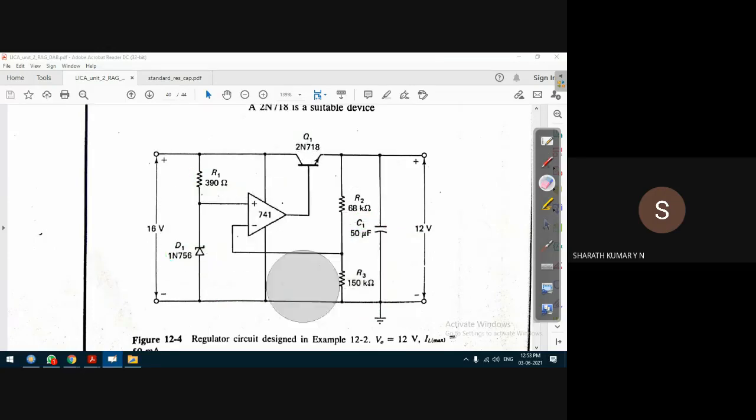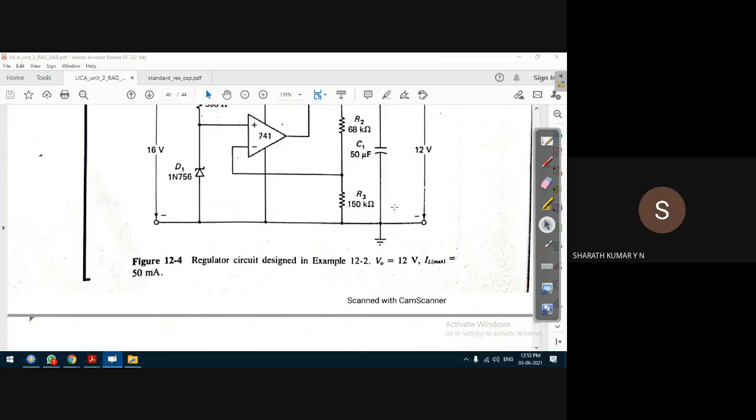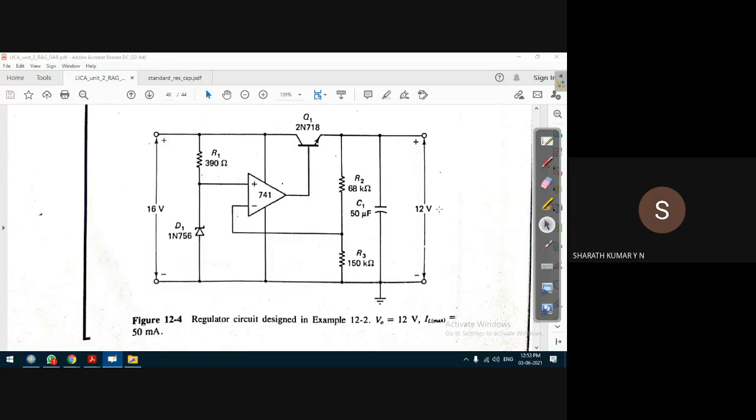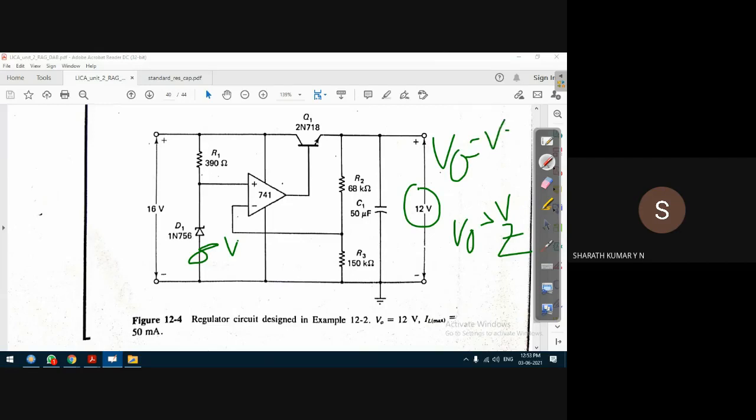So this is about the adjustable output. It is not actually adjustable, but the output voltage is greater than VZ, because this VZ is 8 volts, correct? Output voltage is 12 volts. That means V0 is greater than VZ. In the earlier design, V0 was equal to VZ. Fine. So that's how it is.